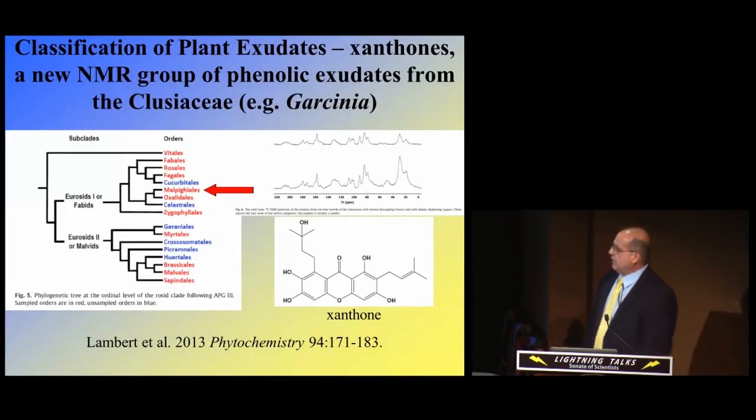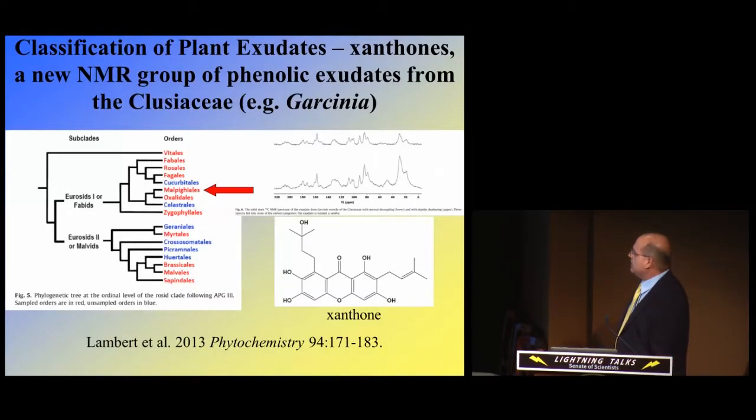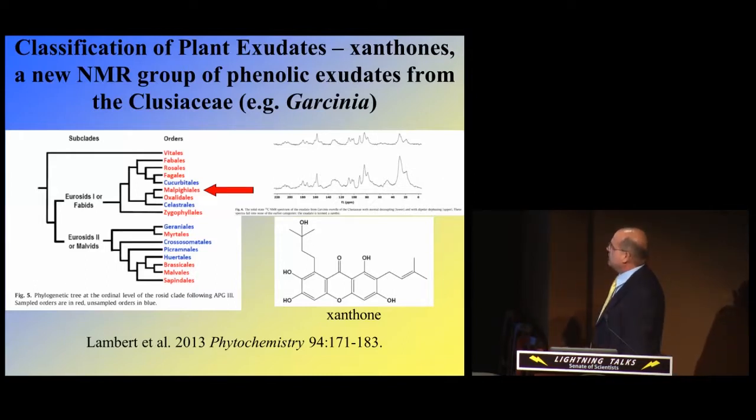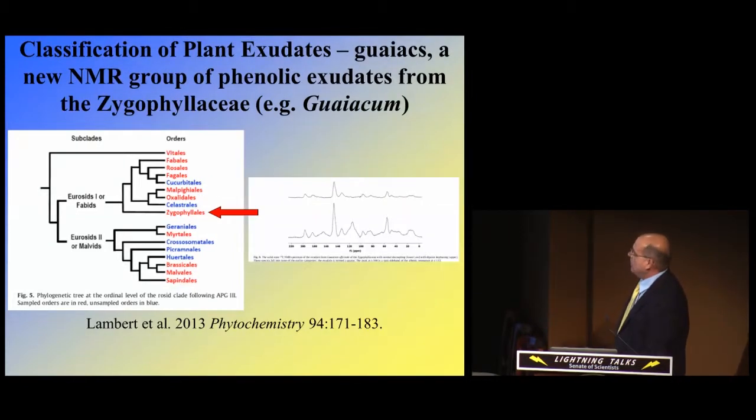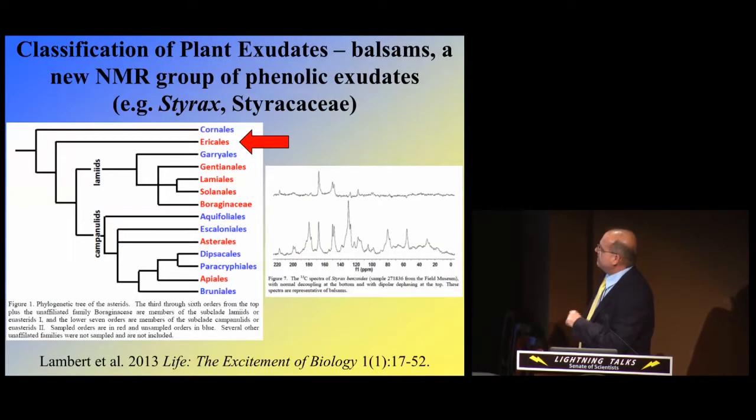Now, what else have we done? We have actually discovered new NMR groups of phenolic exudates, as shown here. We have decided to call those xanthons. Or this very, very common in the Caribbean, Wayax, or balsam.